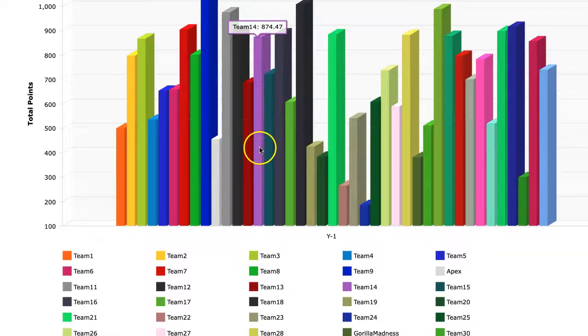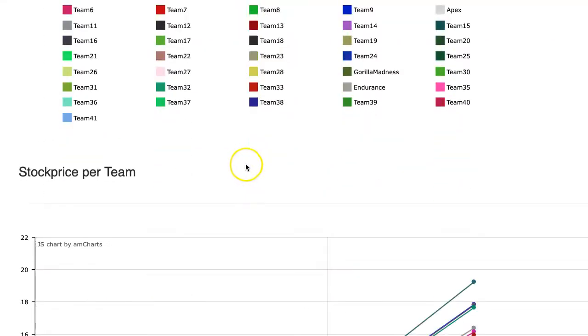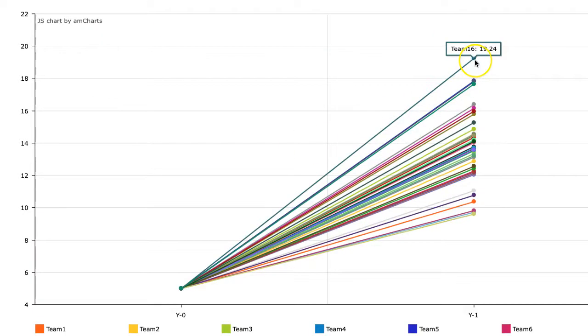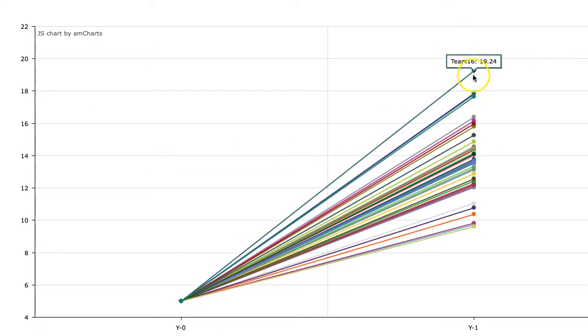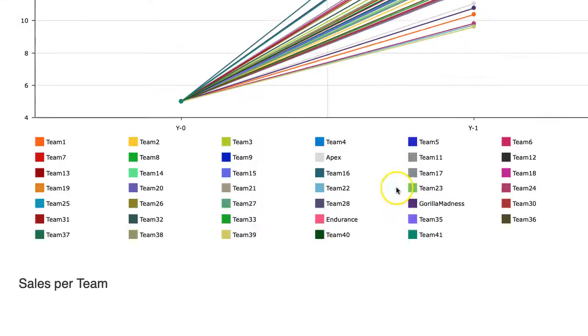Stock price. Now remember, this team had 1,000 points. This team had 1,000 points. They only need 1,200 points more to secure their A in the simulation. But it gets harder from round 1, so I don't expect anybody to come close to 1,000 points in round 2. Okay, stock price per team. Team 16 was number 1 in stock price. They went from a $5 share to a $19 per share stock price, which is incredible. Team 28, Team 41 are the top 3 teams. So stock price increased here.